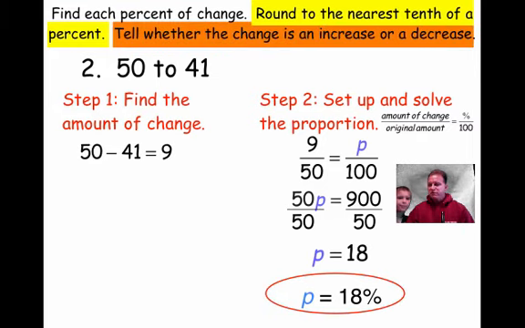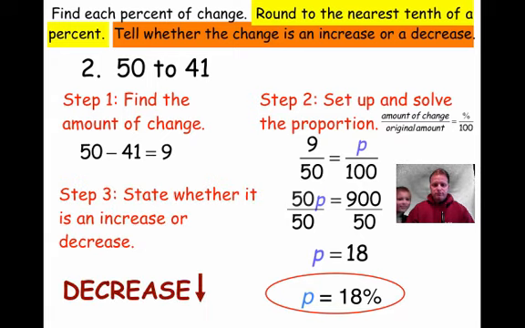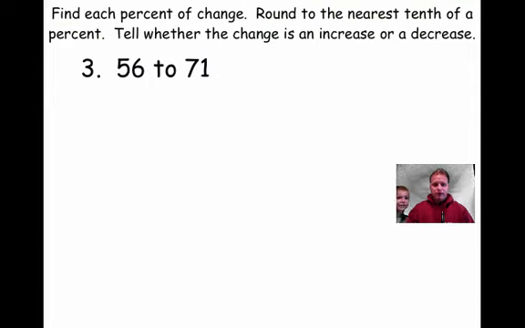And if we go from 50 to 41, Gabby, that's a decrease, right? 50 to 41. Decrease. Okay. Next we have 56 to 71.